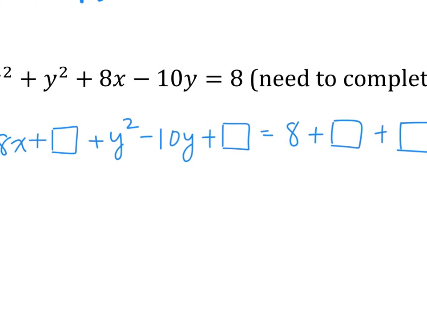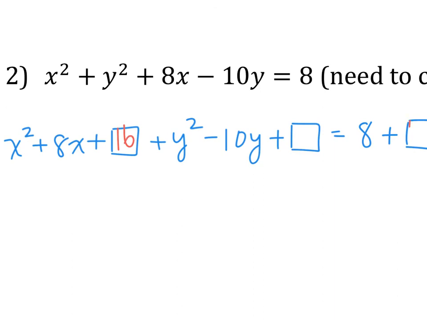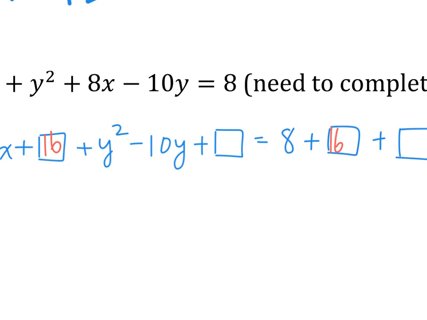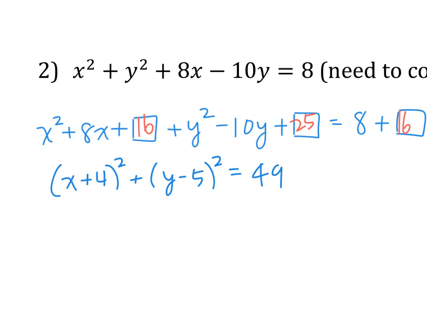All right, we have to complete the square. So what number goes in to complete the square for x? 16. Good. And then we add it to the right as well. What number completes the square for y? 25. And that goes into both. And then you just factor and simplify. X plus 4 squared plus y minus 5 squared equals what? 49. Okay, thank you. 49. And then from here, you can figure out the center and the radius.